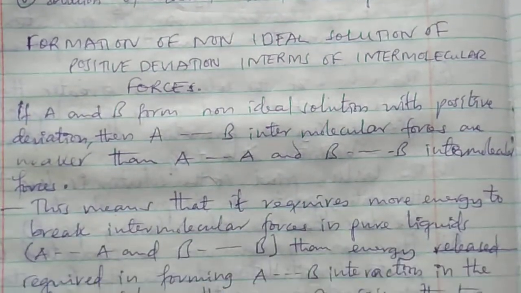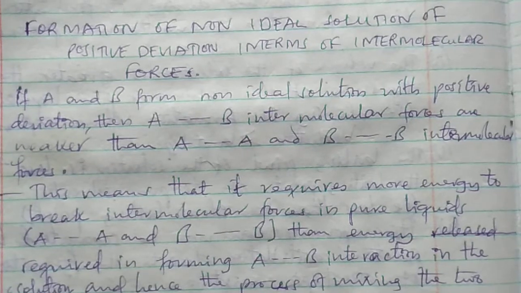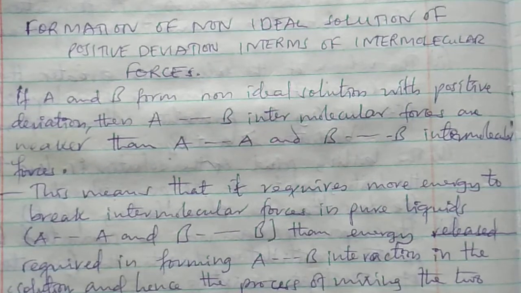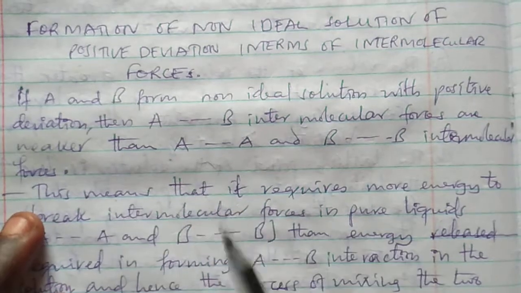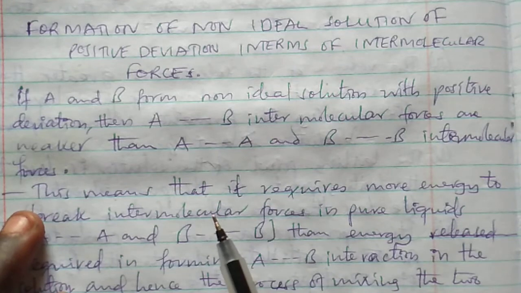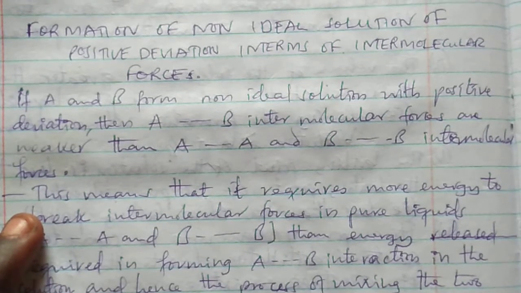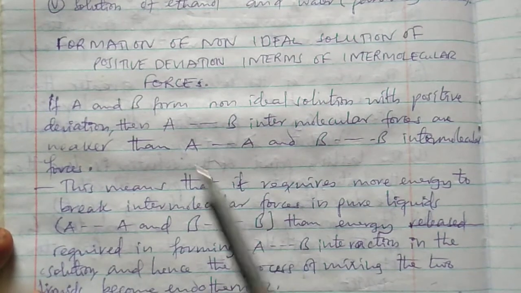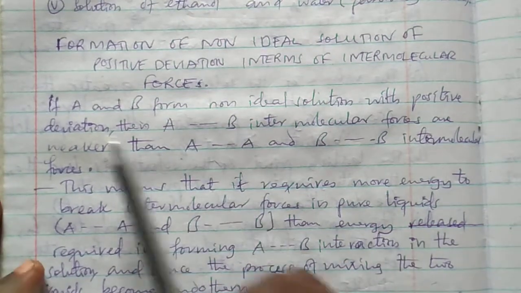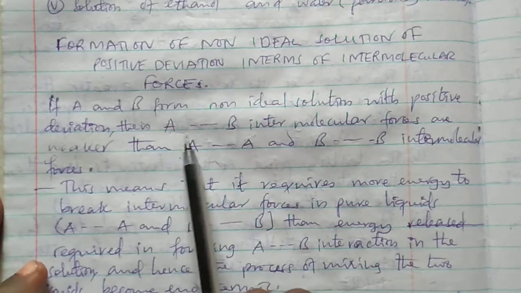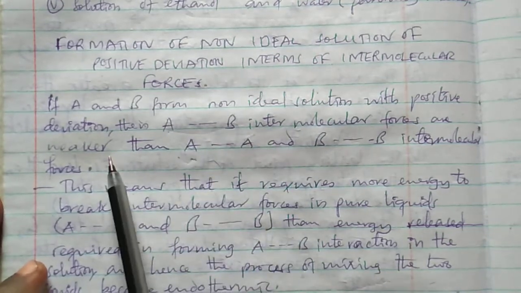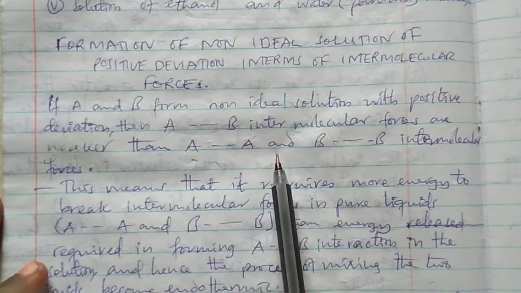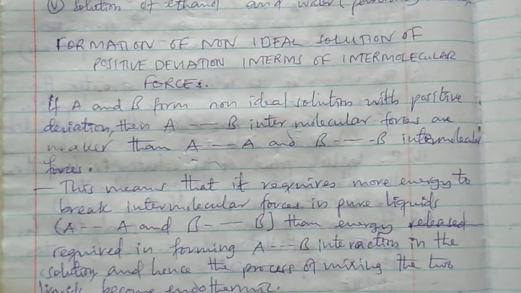Now let's move to the process of formation of a non-ideal solution of positive deviation in terms of intermolecular forces of attraction. Now let's say we have our example A and B, and let's say A and B are example liquids which we are using to explain the formation of a non-ideal solution. So if A and B form a non-ideal solution with positive deviation, then A-B intermolecular force of attraction is weaker than AA and BB intermolecular force of attraction.